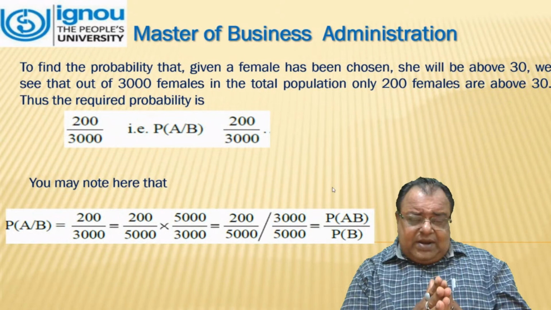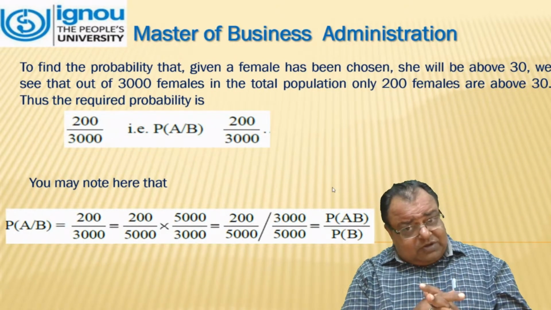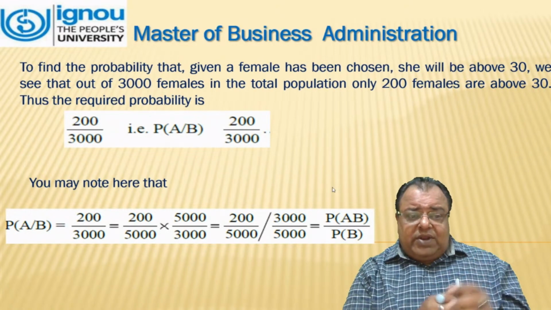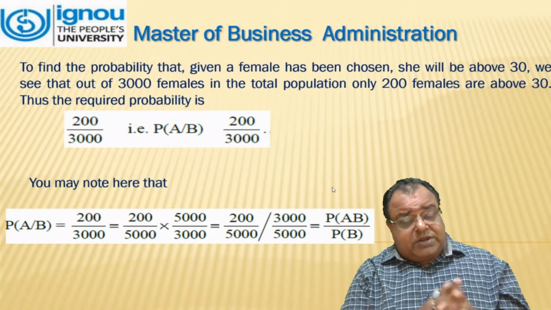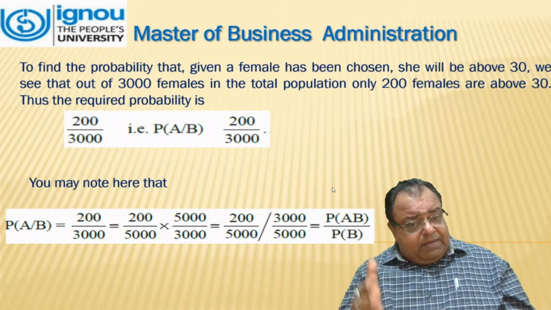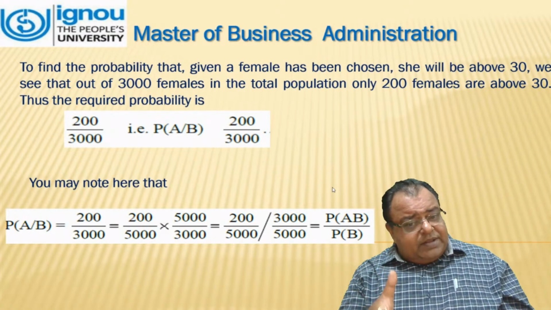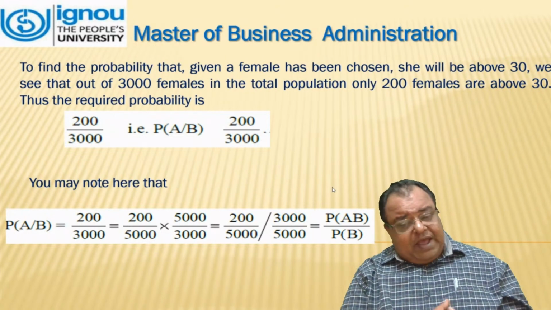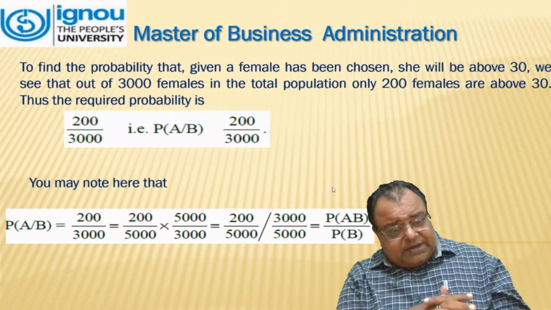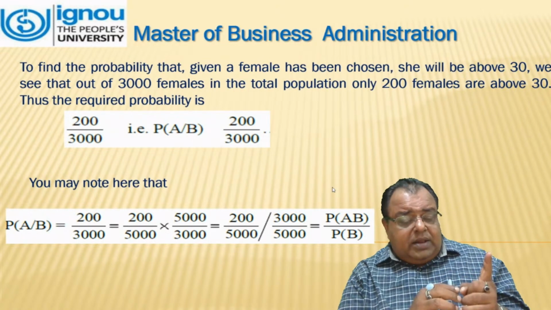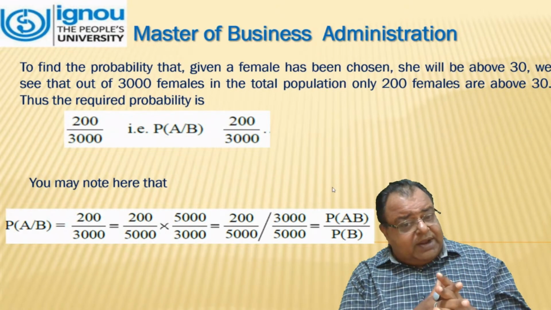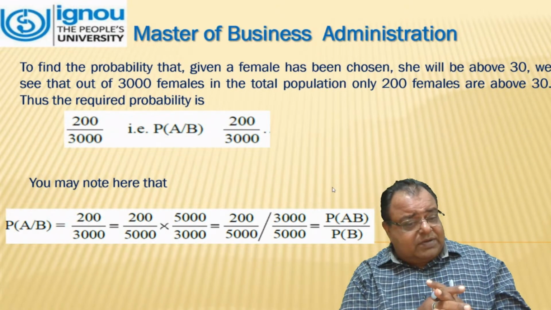To find the probability that, given a female has been chosen, she will be above 30, we see that out of the 3,000 females in the population, only 200 females are above 30. That means P(A|B) is 200 by 3,000. We have to calculate P(A|B). In that case, 200 by 3,000 can be written, and that is the answer.